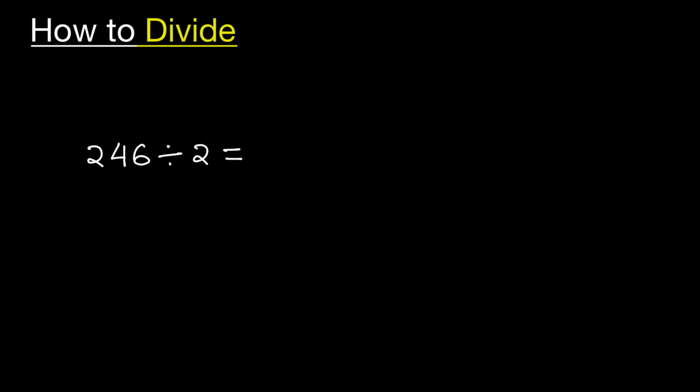Let's learn how to divide the number 246 by 2 using the long division method. Consider the first digit 2. We know that 2 times 1 is equal to 2. Subtract from 2, we get 0.